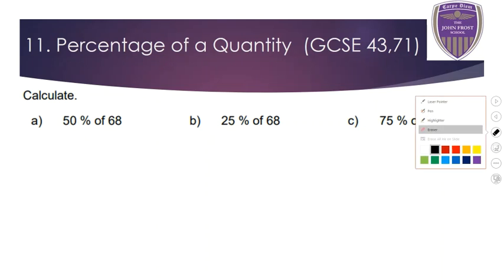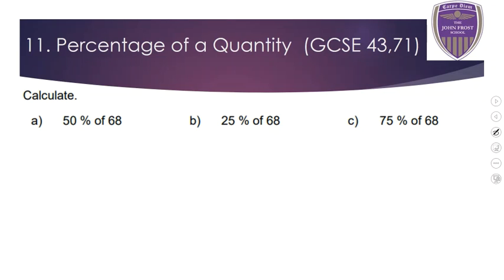So A, I'm going to write the workings out, but you're clever enough to work it out in your head anyway. So for question A, 50% means to divide by 2 or to half it. So 68 divided by 2 is 34. So 50% of 68 is 34.